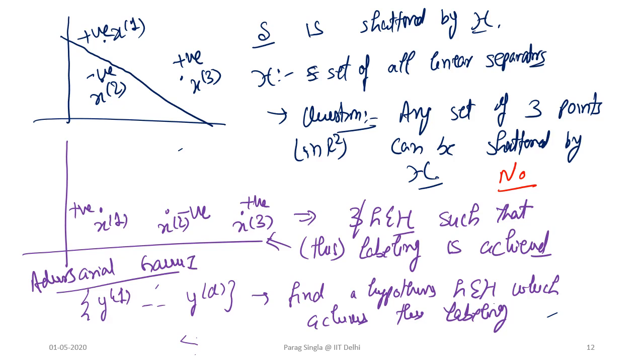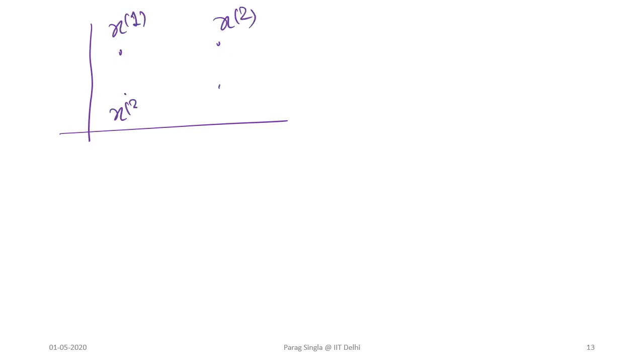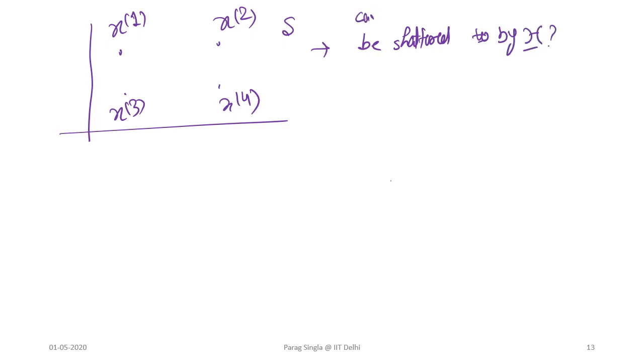Okay, so let's make it slightly more interesting now. What happens if I take 4 points in this 2D space? Let's say x1, x2, x3, and x4. Now the question is, can this set S be shattered by this linear hypothesis class? So can S be shattered by this linear hypothesis class?